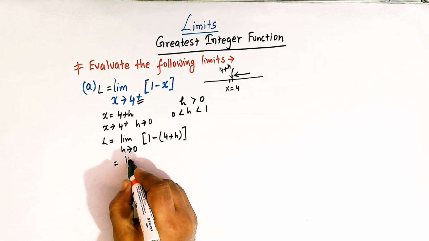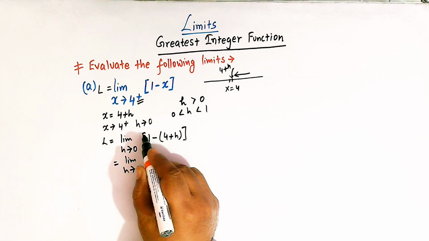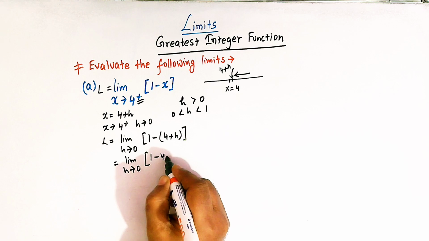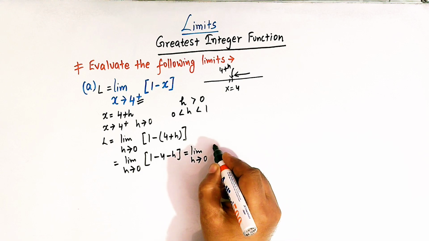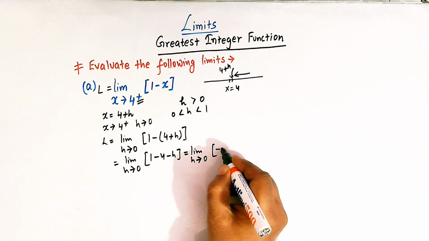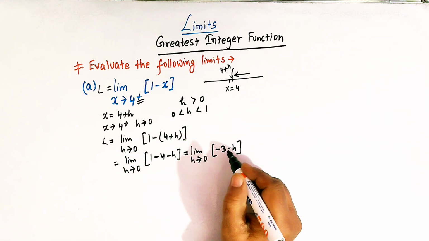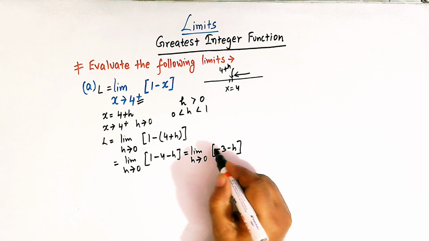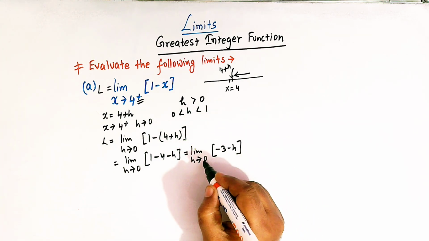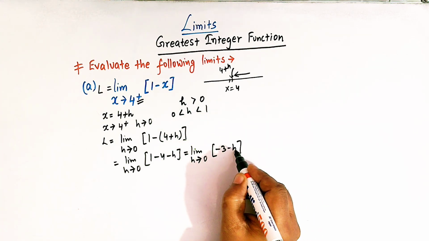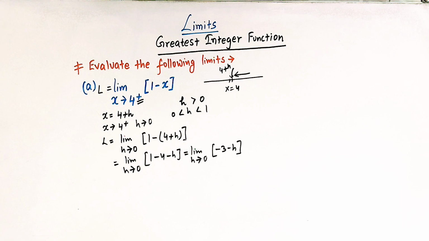So we can now write limit h tends to 0, and we can solve the expression inside the brackets. We have 1 minus 4 minus h, so this is the limit h tends to 0 of the greatest integer of minus 3 minus h. Now we have the expression minus 3 minus h inside the brackets. To move further, we cannot directly substitute h equal to 0 here. So we'll make use of the definition of the greatest integer function.